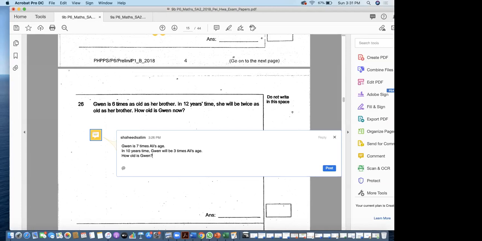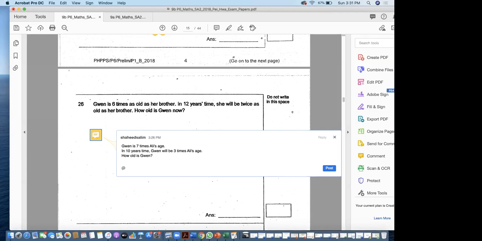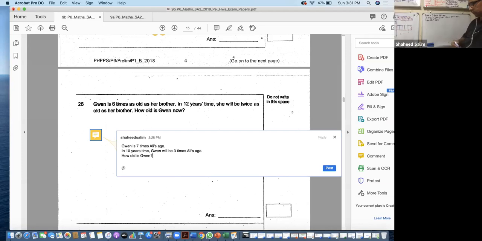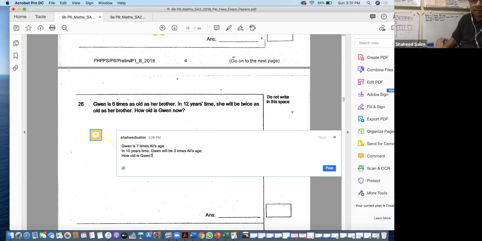How old is Gwen means how old is Gwen now or before? No. How old is Gwen now? Thirteen. Cannot be 13, but never mind. Can I see your working? Do you draw a model?